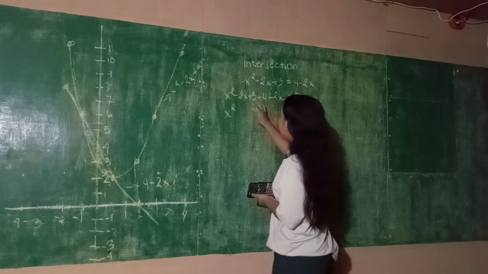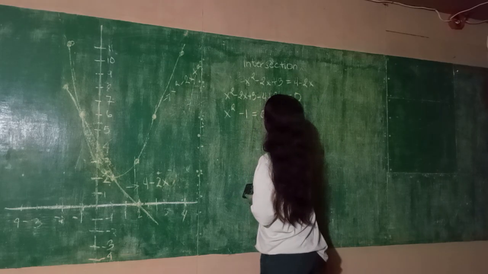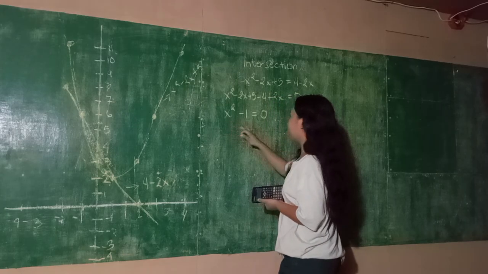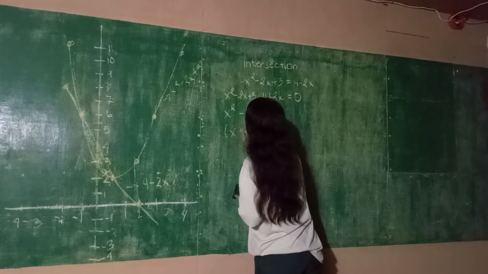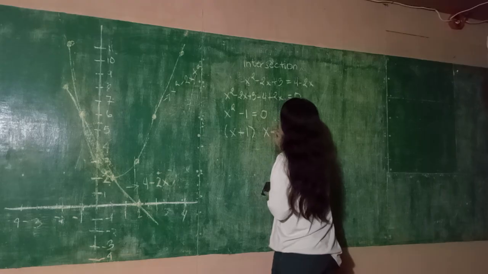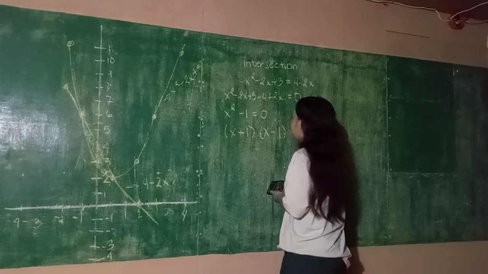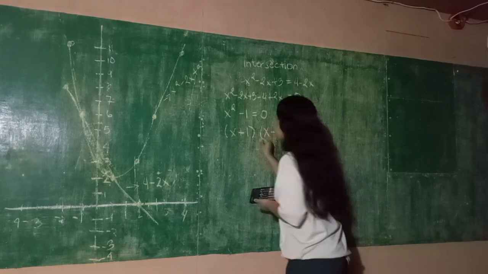So 3 minus 4 is negative 1 equal to 0. And then we're going to factor out this equation. So it will become x plus 1, then x minus 1 equal to 0. And then we're going to equate these two factors to 0.